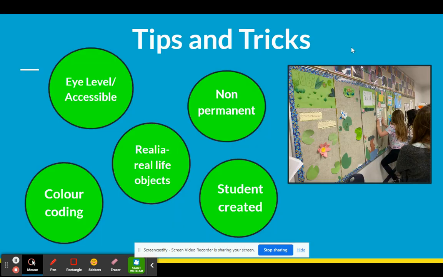If you're interested in starting an interactive word wall in your classroom, here are some things to keep in mind to help you. Some tips and tricks. Keep the interactive word wall at eye level and also accessible to your students. These word walls can be non-permanent. They can include realia or real-life objects. Color coding will help you sort the ideas on your word wall, and they can be student created.